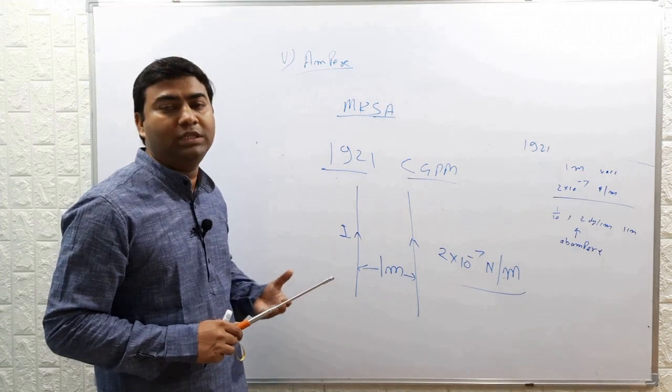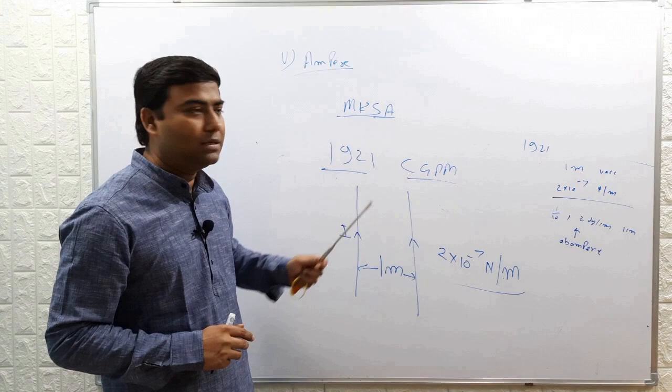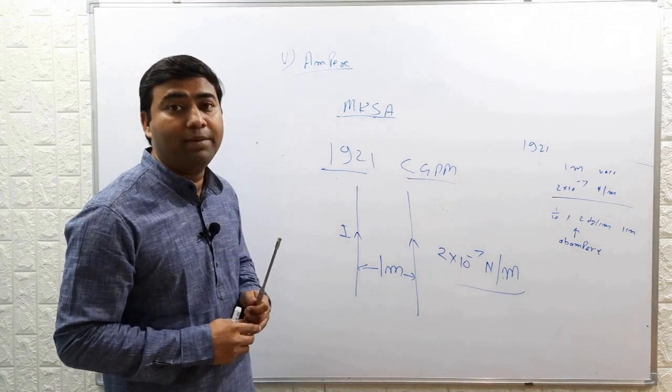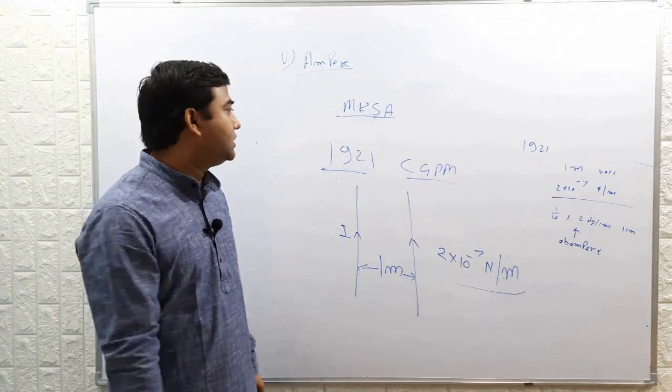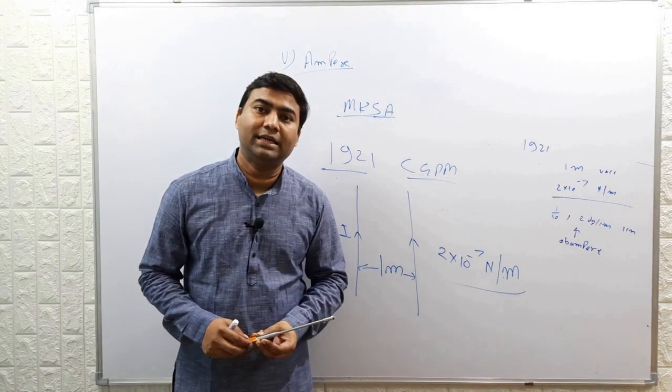Ampere was the fourth unit in the metric system. The first two were meter and kilogram, then second, and then the fourth unit was ampere. So the system was known, after this adoption, as the MKSA system.